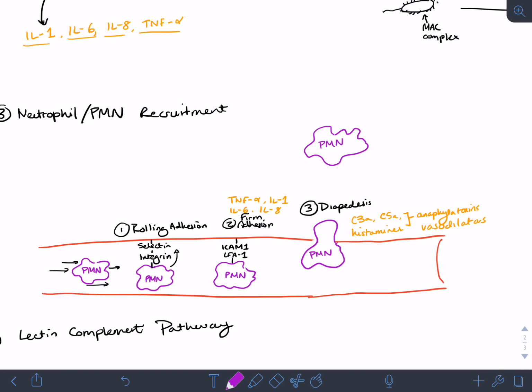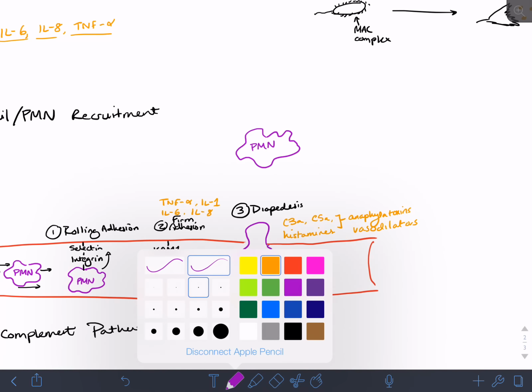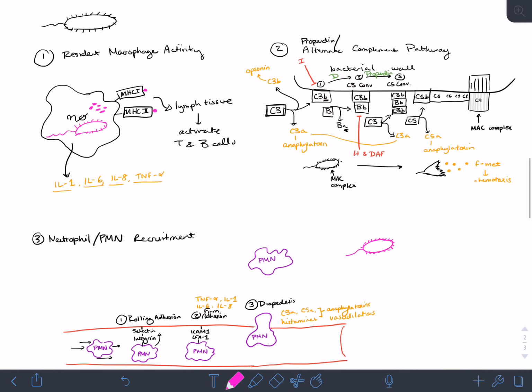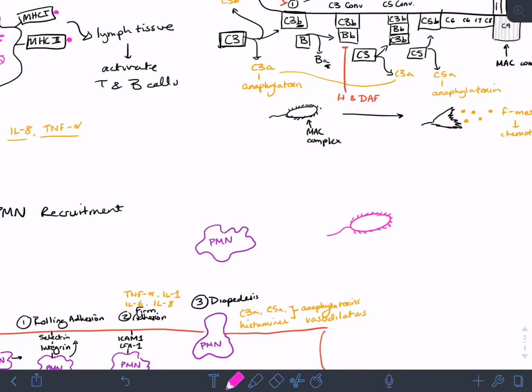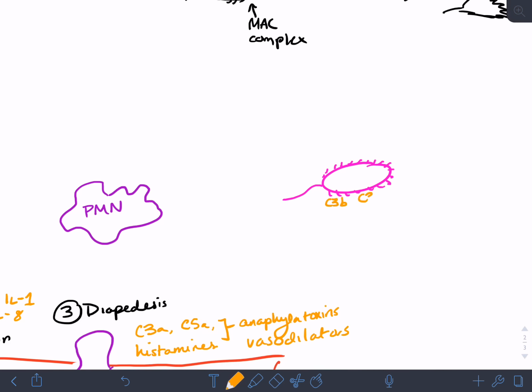So now you have your neutrophils in your tissue, and now they have to find the bacteria. So let's draw the bacteria again in pink. And remember that we talked about over here that C3b is an opsonin. What an opsonin does is it opsonizes, and to opsonize something means that you're literally going to coat it. So in addition to initiating the alternate pathway, C3b is also going to function as an opsonin.